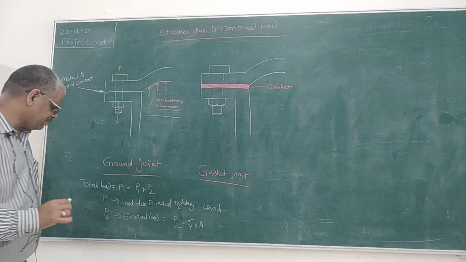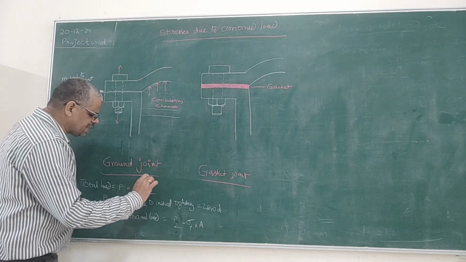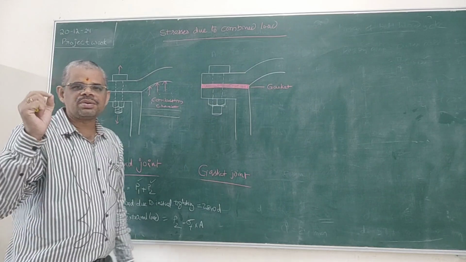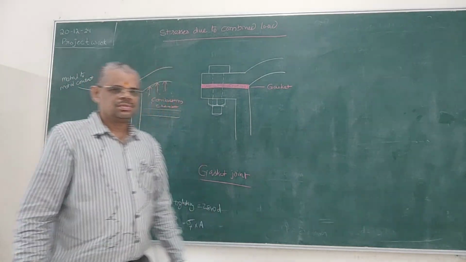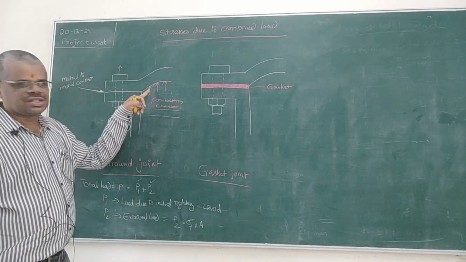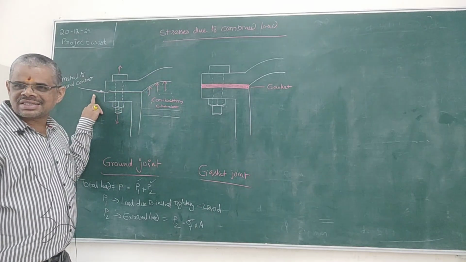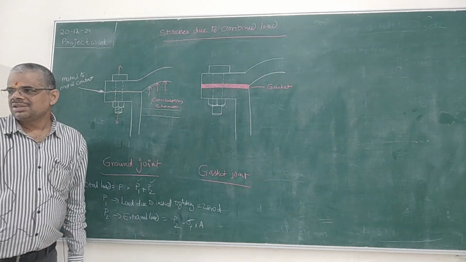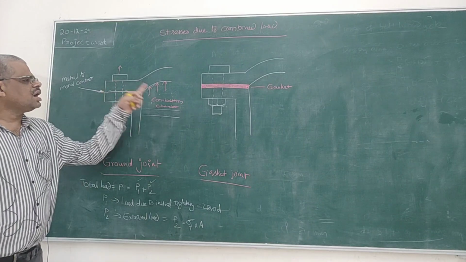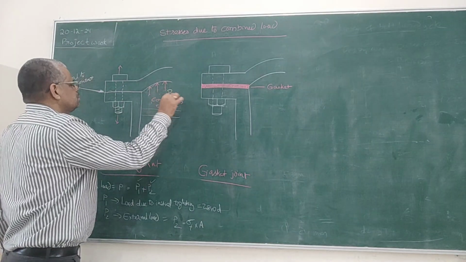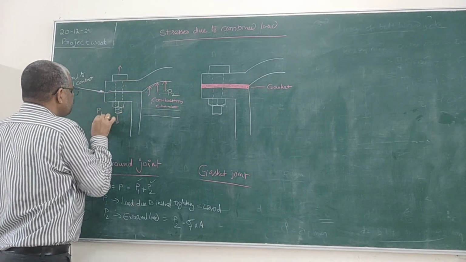And now tell me, which load should be greater in order to have a leak-proof joint? If you want to arrest or prevent the leakage of the gases through this gap, which should be higher, P1 or P2? See here, this is P2. And due to tightening here, we will have P1.